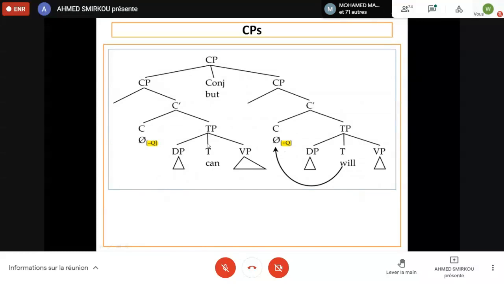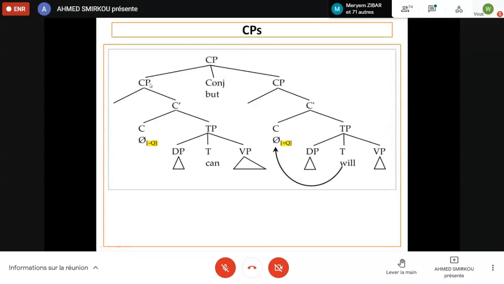Here we have two clauses. We have you can lead a horse to water and we drink. That's why we have two CPs. We have CP here. The first CP is for the first clause, then the conjunction, then the second clause. Please remember this. Whenever you have two clauses, you have to have three CPs.